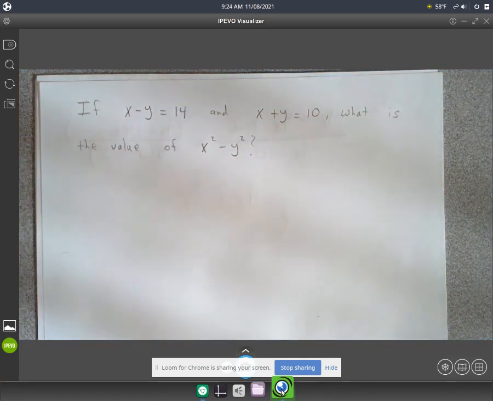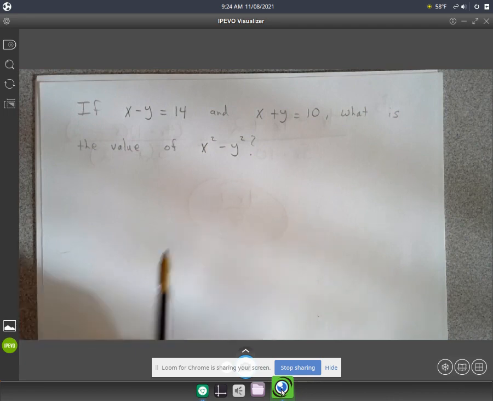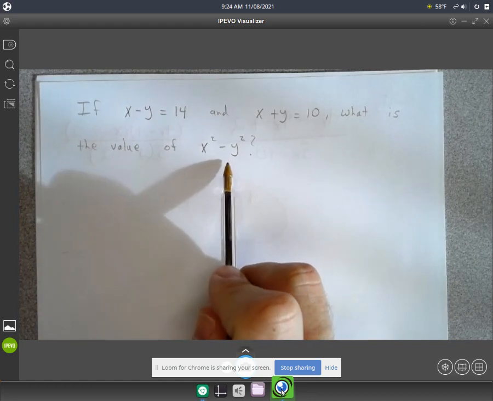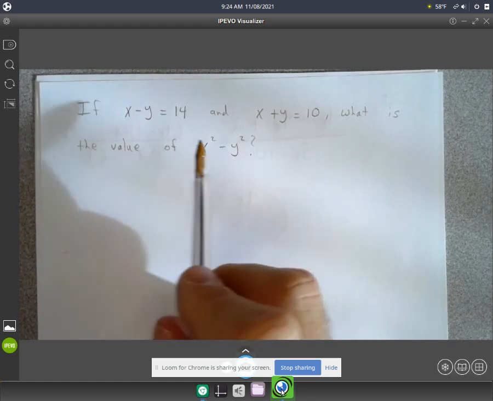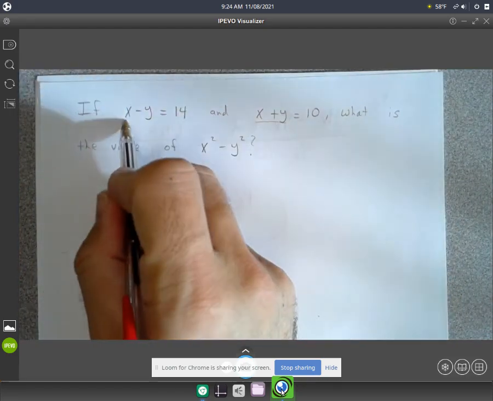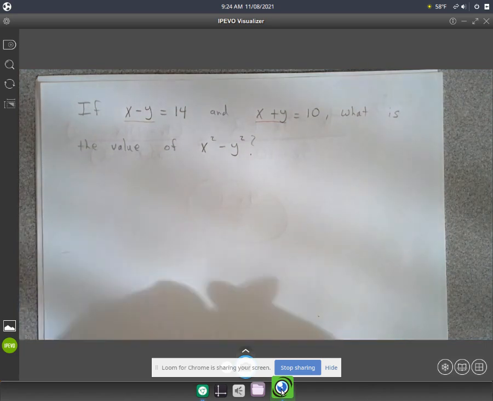But what you're supposed to recognize here is the difference of squares. All right, x squared minus y squared, that's literally the difference of squares formula. And up top, you have an x minus y and an x plus y, which is the other half to the difference of squares formula.